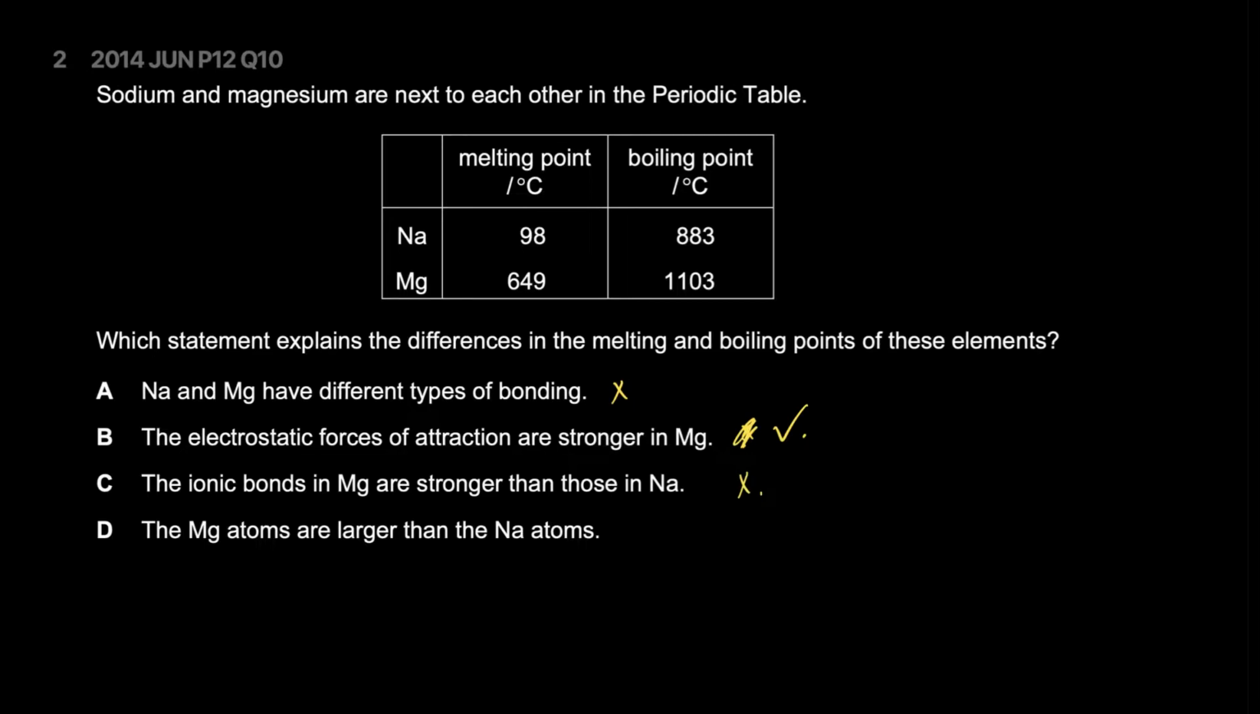It's a metallic structure. The magnesium atoms are larger than the sodium atoms. That may be true. In fact, actually, it's not. Magnesium, coincidentally, funnily enough, is smaller than sodium. However, the atom size has nothing to do with the attraction, so that gets ruled out. Our best answer right now is B.